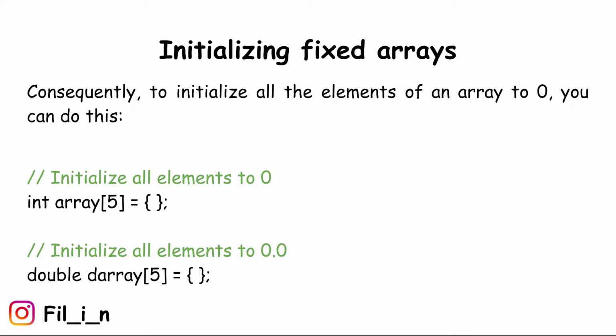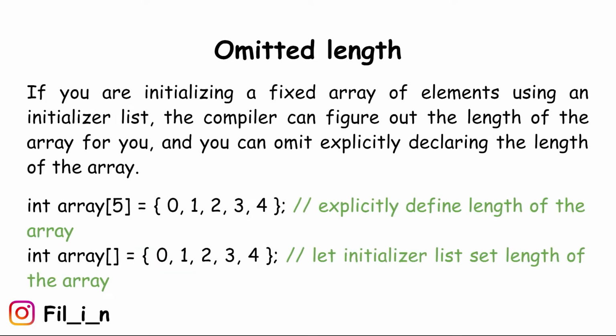Consequently, to initialize all the elements of an array to 0, you can do this: int array[5] = {}; // initialize all elements to 0. If you are initializing a fixed array of elements using an initializer list, the compiler can figure out the length of the array for you, and you can omit explicitly declaring the length of the array.